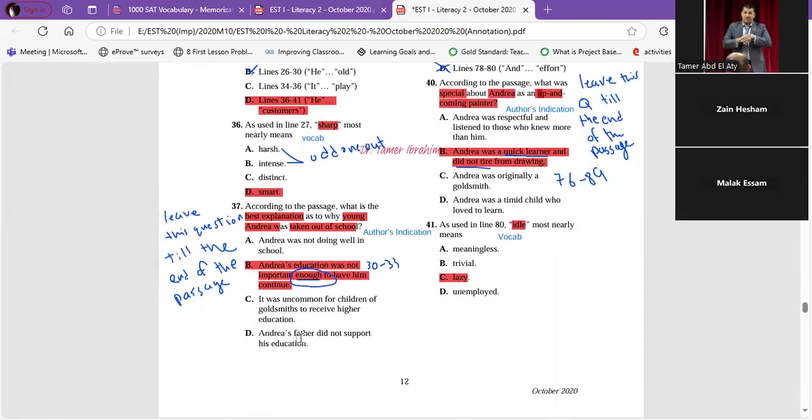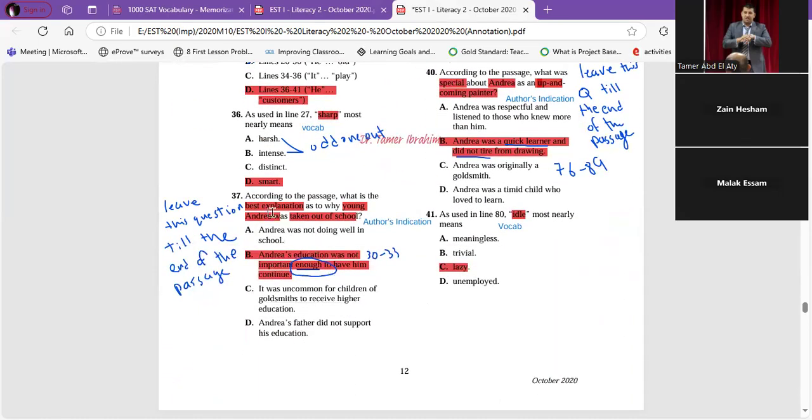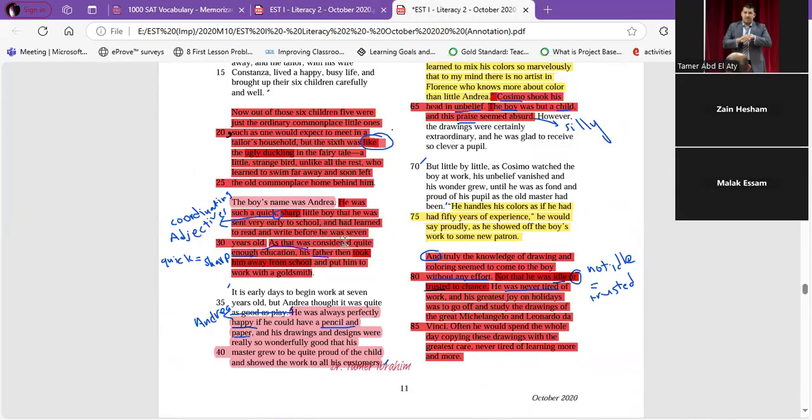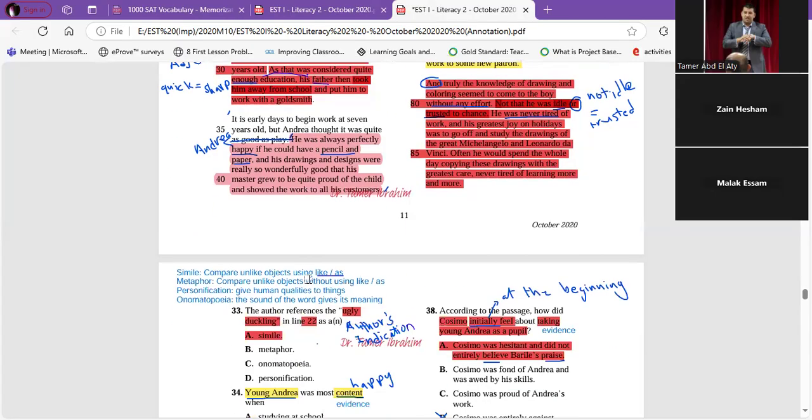37. According to the passage, with Malik, what is the best explanation as to why young Andrea was taken out of school? Wait, it's inference and function, but I have read it. Where? In the part here when his father took him. It was here: "As that was considered quite enough education, his father then took him away from school and put him to work with the goldsmith." So it's enough education.